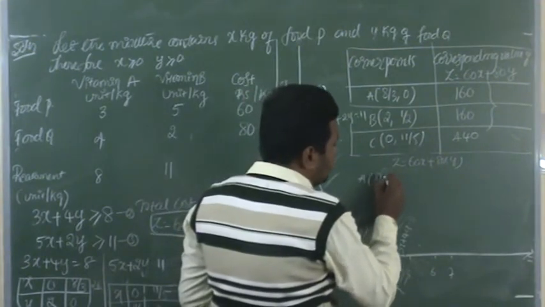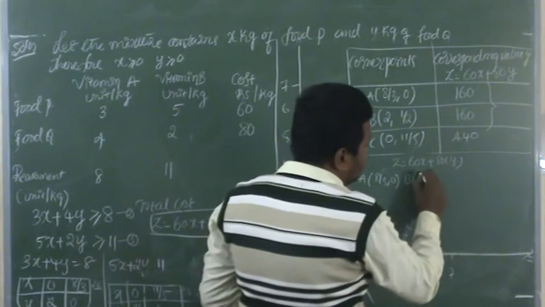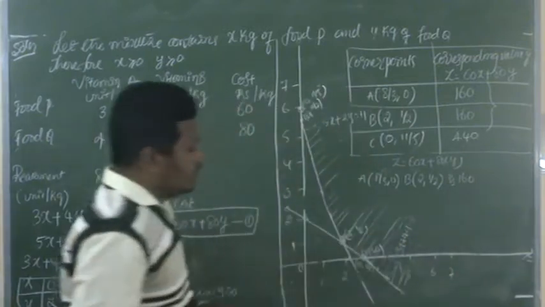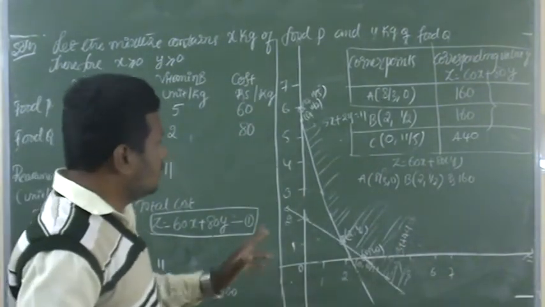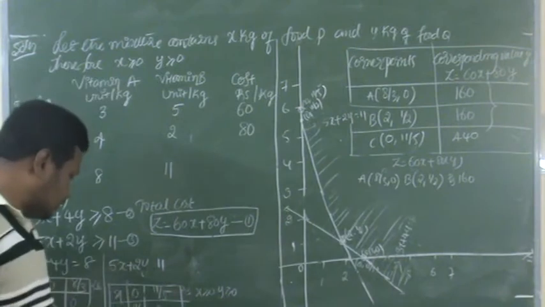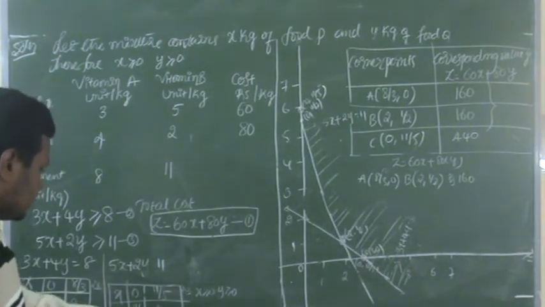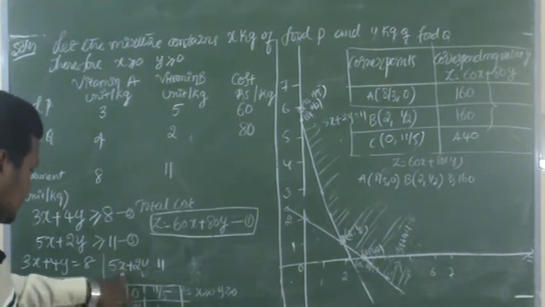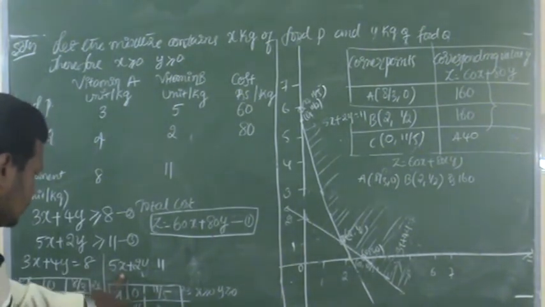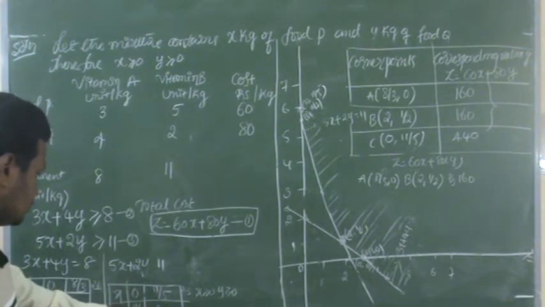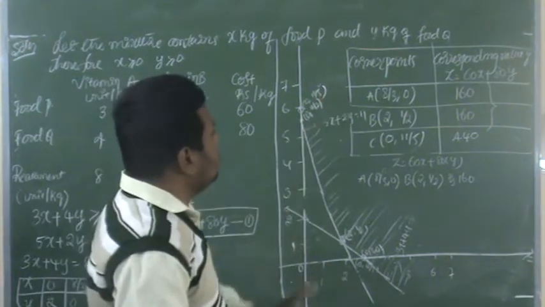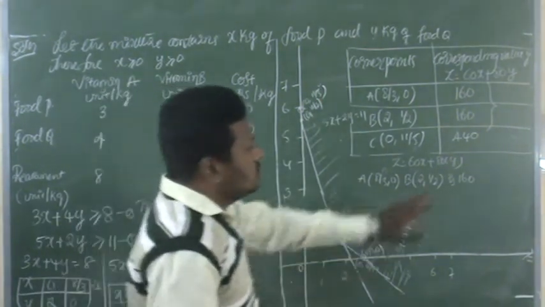A is 8/3, 0 and B is 2, 1/2, giving 160. Just observe, we missed something here. When x is 0, the y value is 11/2, and when y is 0, the x value is 11/5. Take the point 0, 11/2, and we get the answer 440.